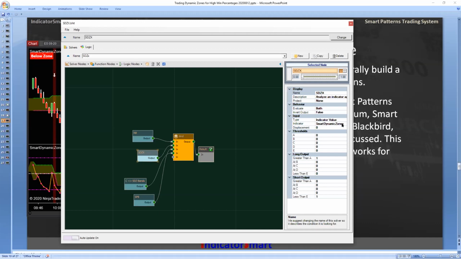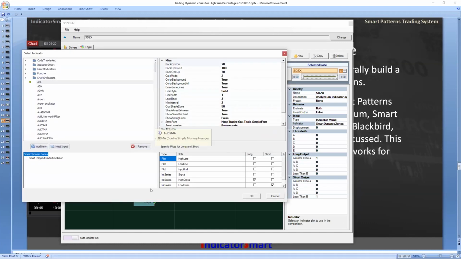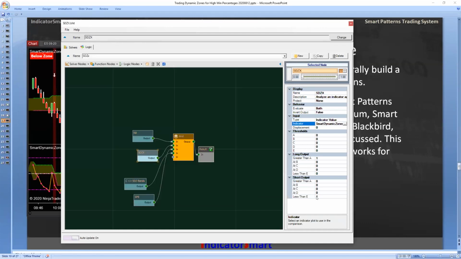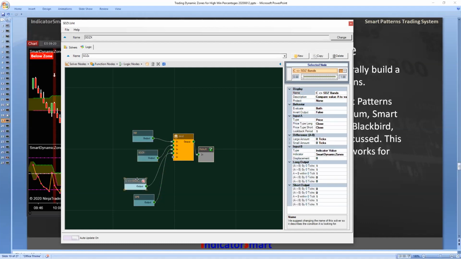This is the smart dynamic zones. This is the way it's set up to code this. Actually, Zach and Mike showed me how to do this in a really cool way one day. I got the smart dynamic zones on there. It's being fed the trap trader oscillator. It's a nested input. And then just high cross, low cross. That's all you got to do. And then put a one if it's greater and less than one, and it'll trigger those background colors based on the order flow.